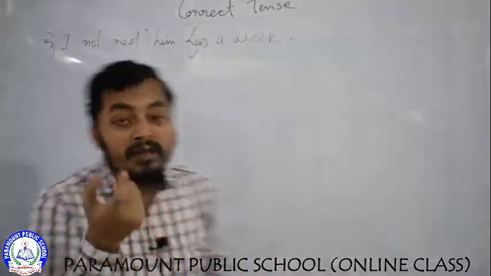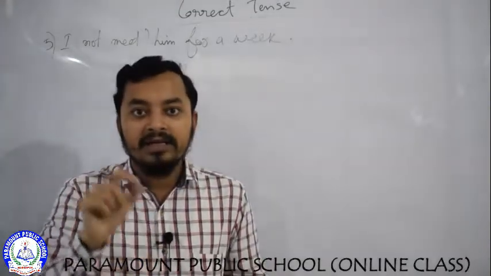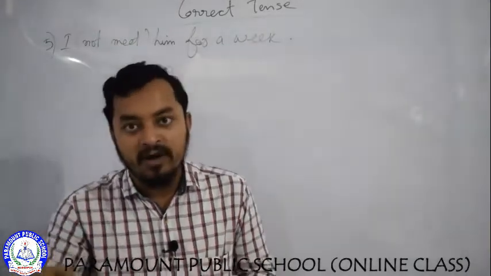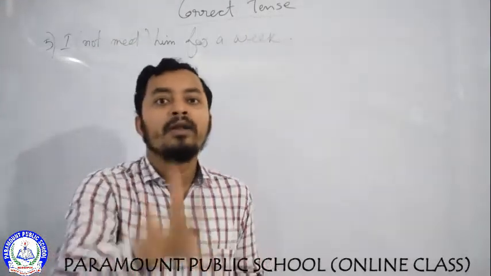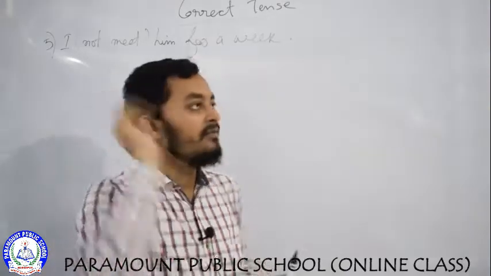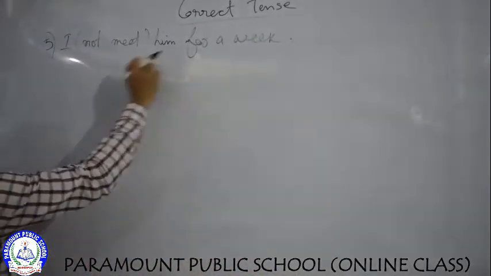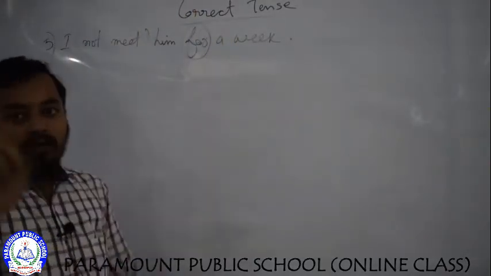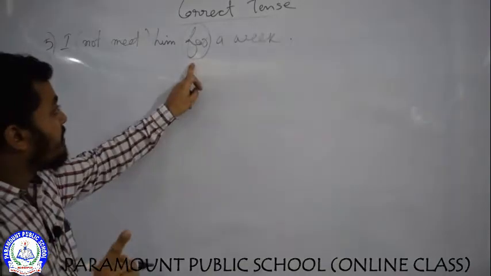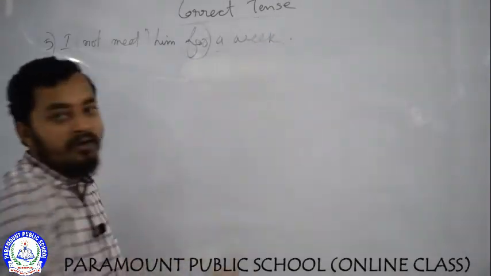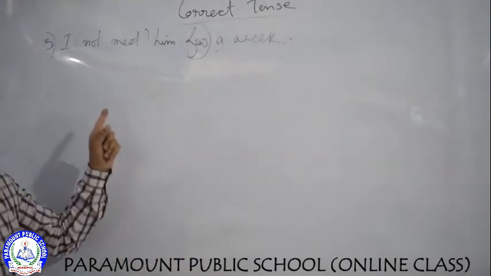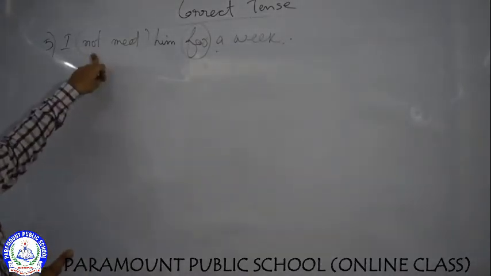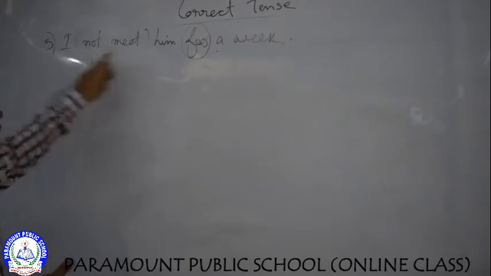Second thing is that if the sentence is negative, and in that sentence we see either since or for after the mention of time, the sentence will be in which tense? Present perfect tense. Very good. Now see, I not meet him for a week. For is there. A week, one week, mention of time. Sentence is positive or negative? Negative. How? The word not is there.